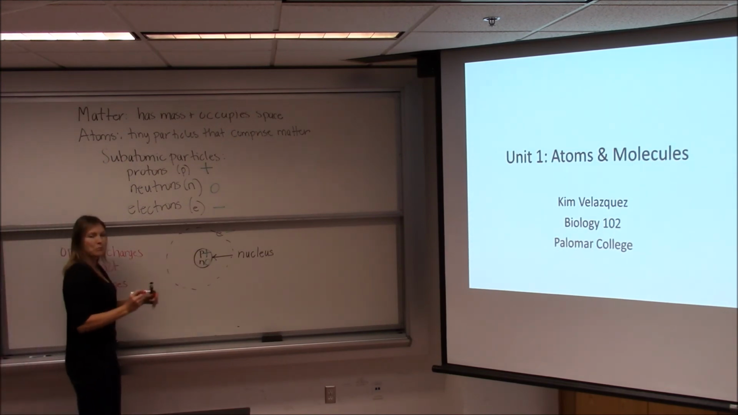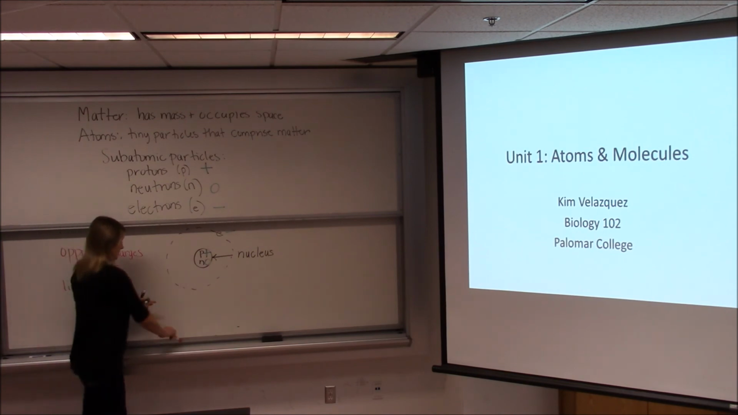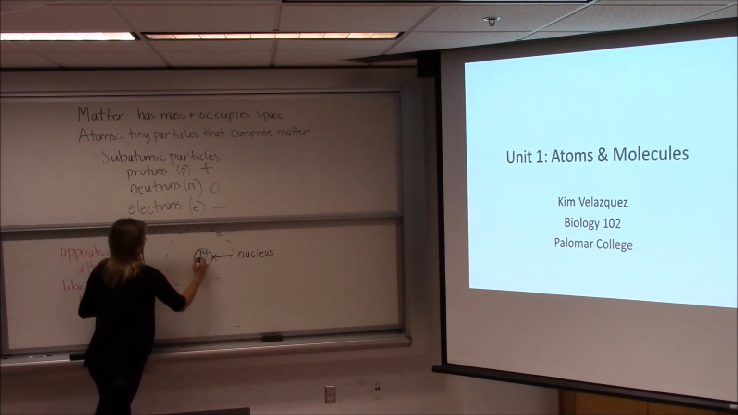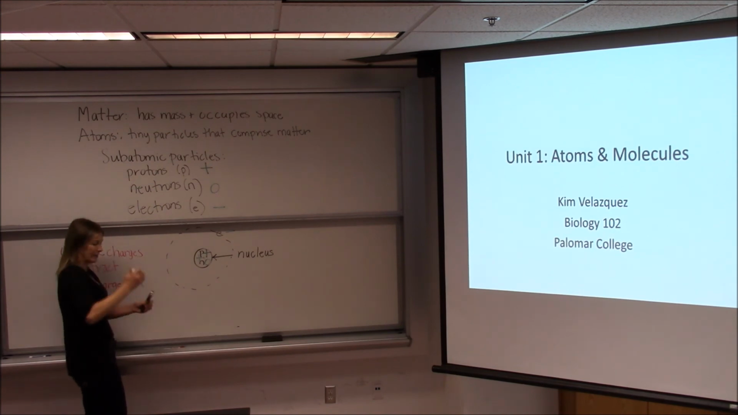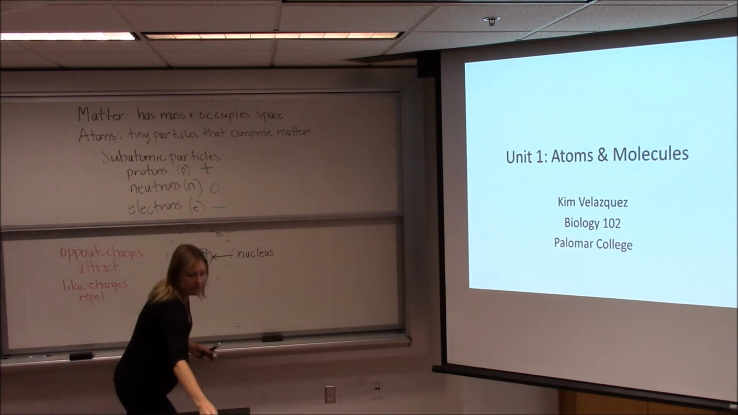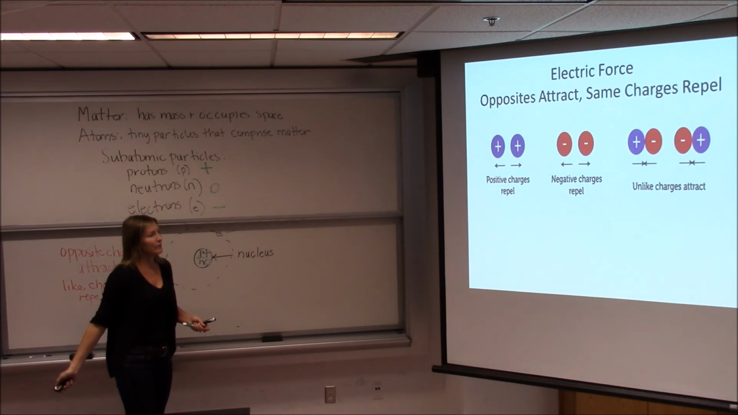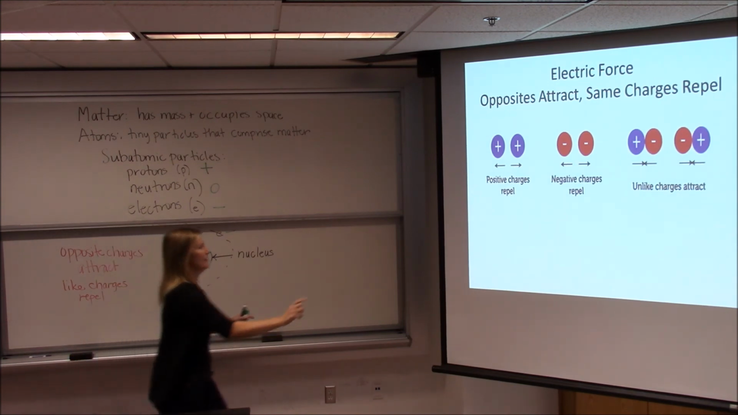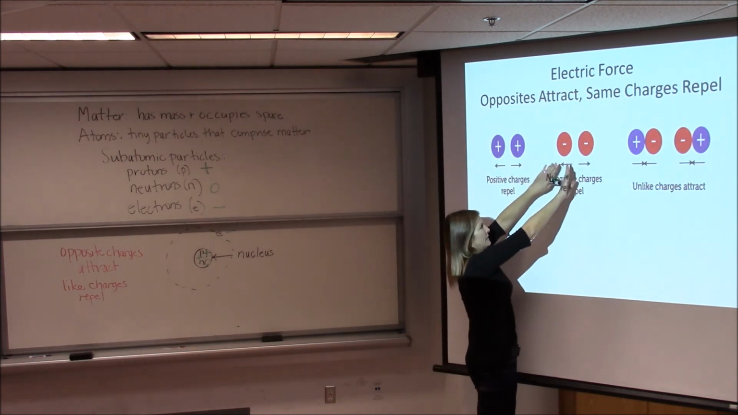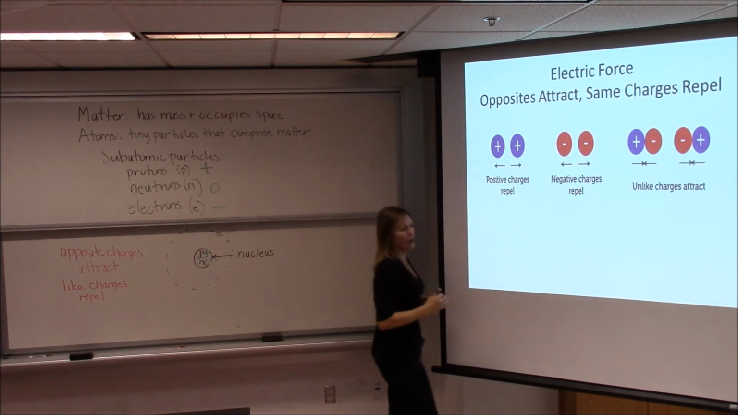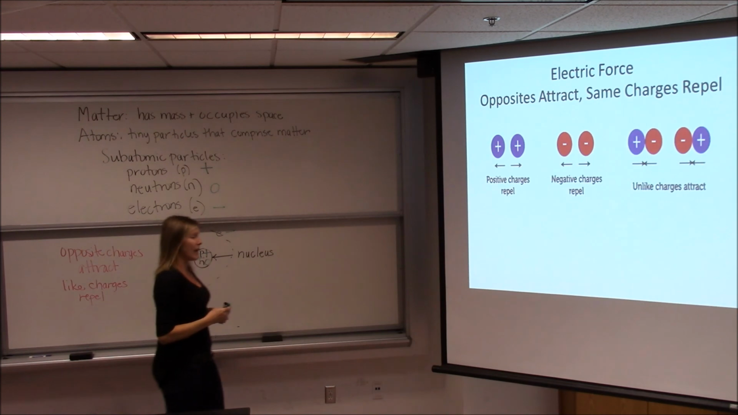So if we had more than one proton in this nucleus, a plus and a plus, those would tend to repel each other. Let me show you a slide. So plus and plus would repel each other. Minus and minus would repel each other. But opposite charges, unlike charges, attract.